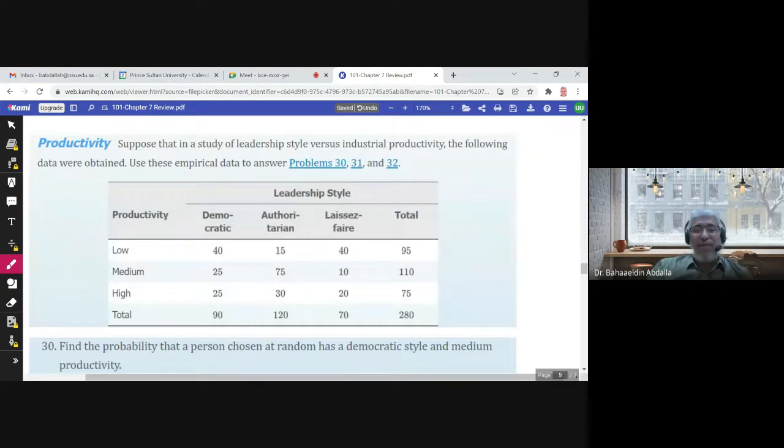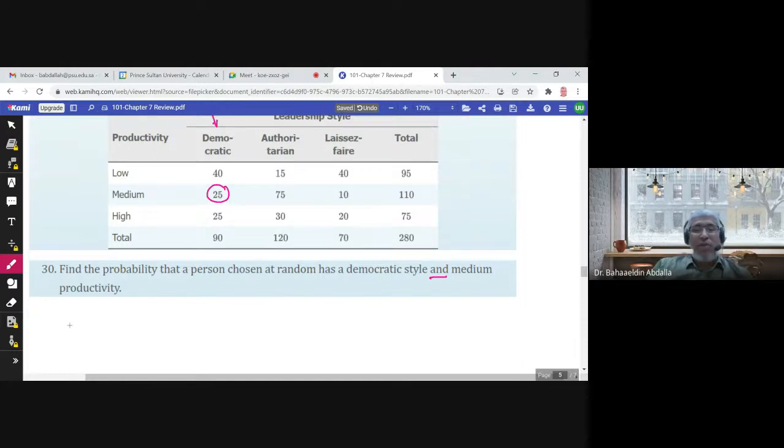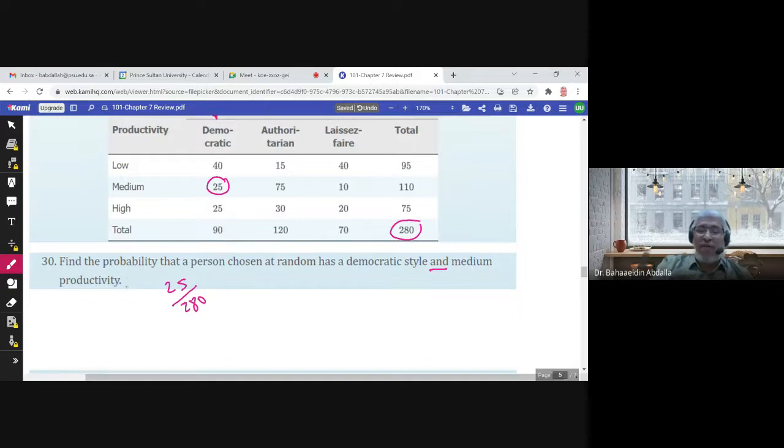We have this table, and the question is, find the probability that a person chosen at random has a democratic style. What is the democratic style? This one. And so that's the intersection and medium. So he is asking about this number. So the probability of democratic intersection medium is 25 over the total number, which is 280. So that's the probability of democratic intersection medium.